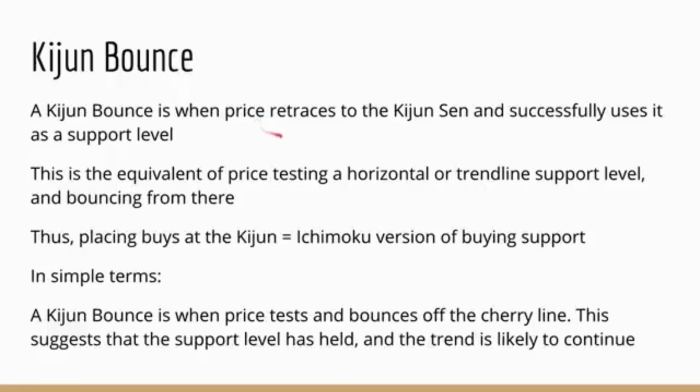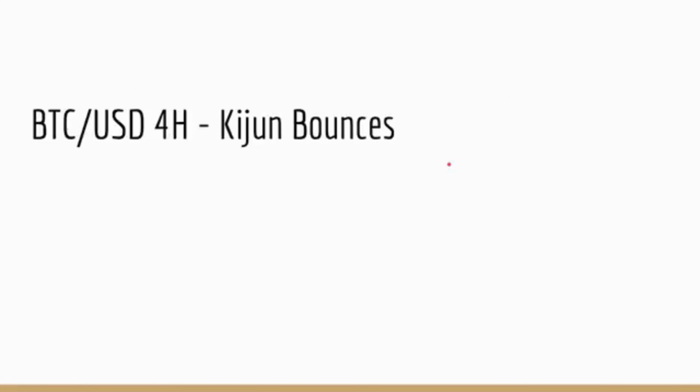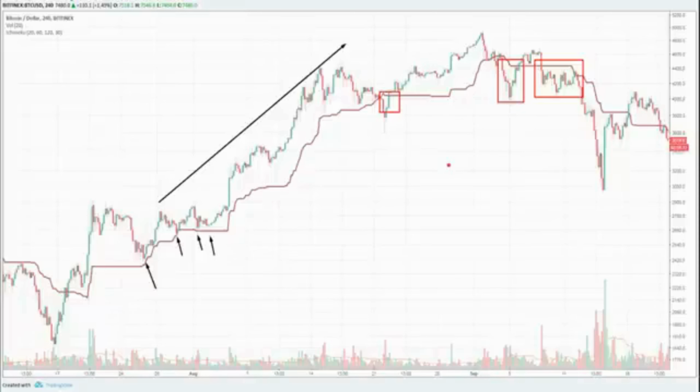Just like with your normal TA, if you have a support trend line and price goes down and tests it, it's usually a good bet that it's going to bounce and continue the trend that it's in. So here are some examples of Kijun bounces on the Bitcoin dollar 4-hour chart. Just like the Amise Go chart, I've only kept the Kijun here.